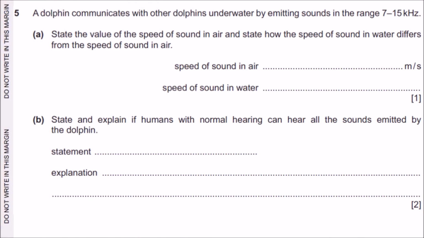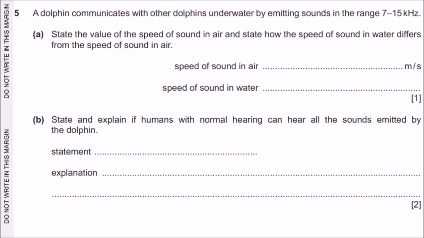Question number 5. A dolphin communicates with other dolphins underwater by emitting sound of frequency 7 to 15 kilohertz. Part A. State the value of the speed of sound in air and state how the speed of sound in water differs from the speed of sound in air.